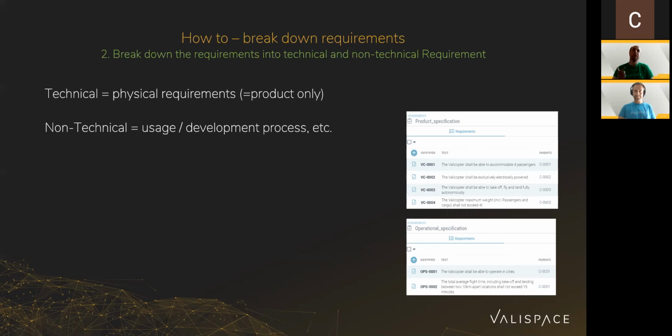It might be about the development process. It might be about costs. It might be about manufacturing techniques. It might be about any of these other things. It's usually a good idea to keep these parts separate, so that you have the functional requirements and performance requirements inside the product, and the other ones in other specifications. Operational is here just an example. There might be far more.